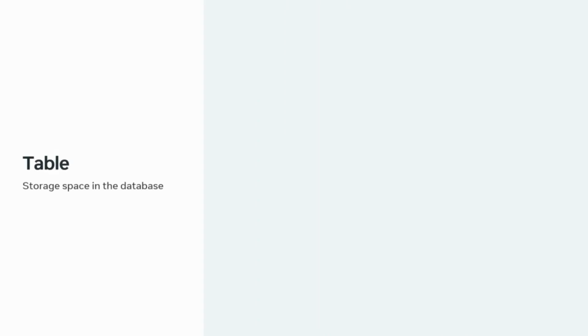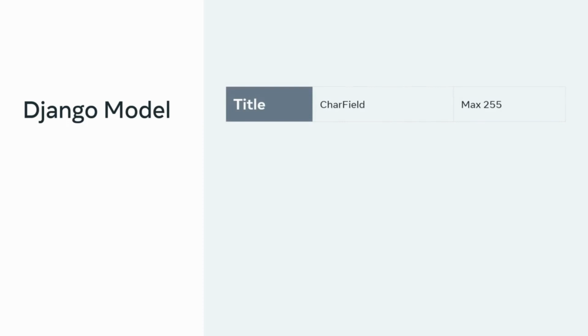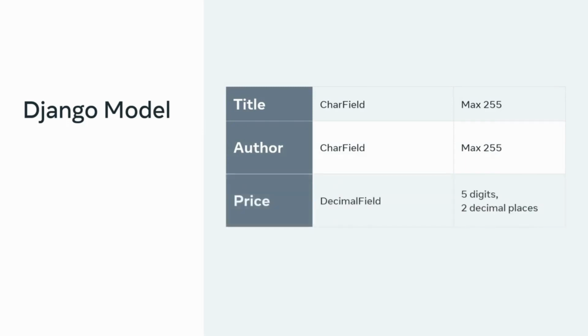First, to store the books in the database, you need a storage space or table, and you need a Django model to manipulate and define how the data will be stored in a table. Django models work like a bridge between the data and your business logic. For this project, you need to create a Django model with the following fields: title, which will be a char field with a max length of 255, author, which will have the same specs as the title field, price, which will be a decimal field with a maximum of 5 digits and 2 decimal places, and inventory, which is an optional positive small integer field to indicate if a book is in stock or not.